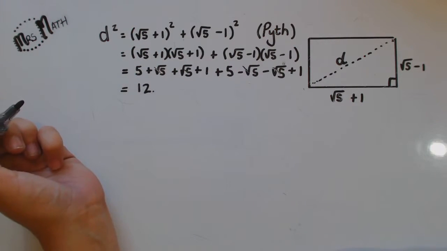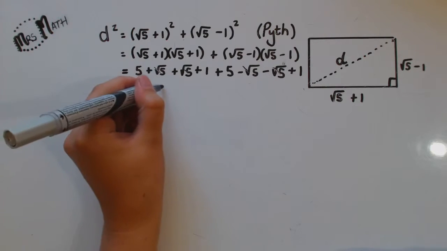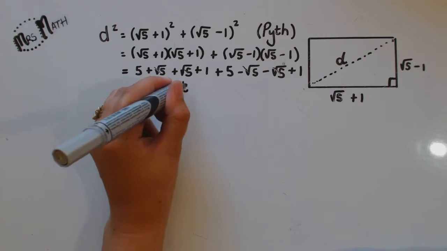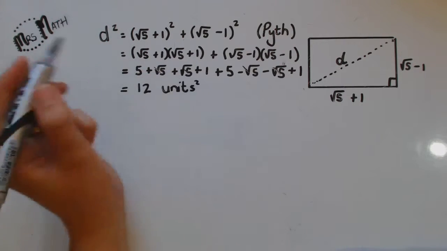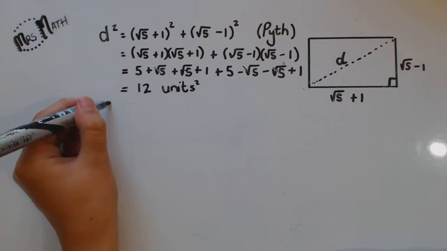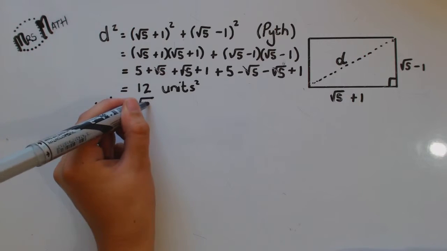Okay. And they did not give me units that I'm working in. So if you don't have units, then you write units. Okay, now this is D squared. So I must now just work out D, which will then be root of 12.